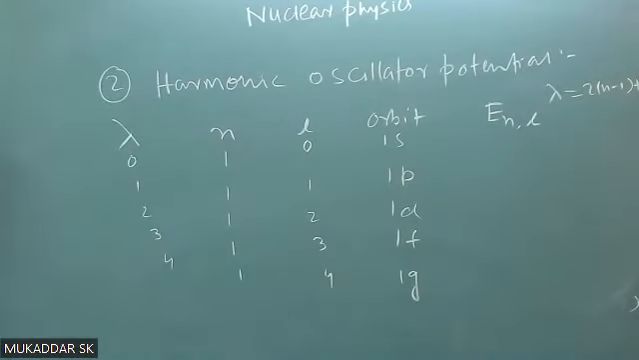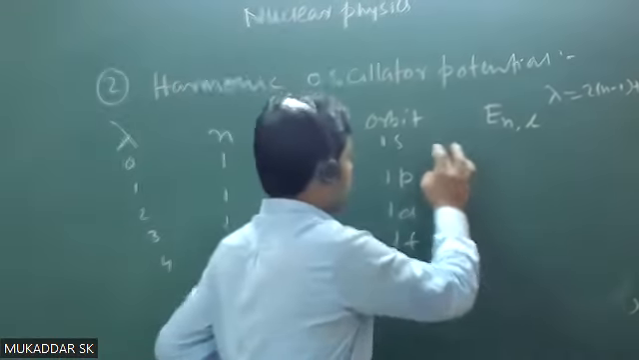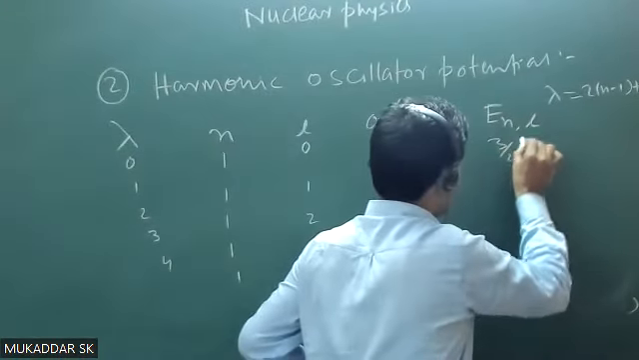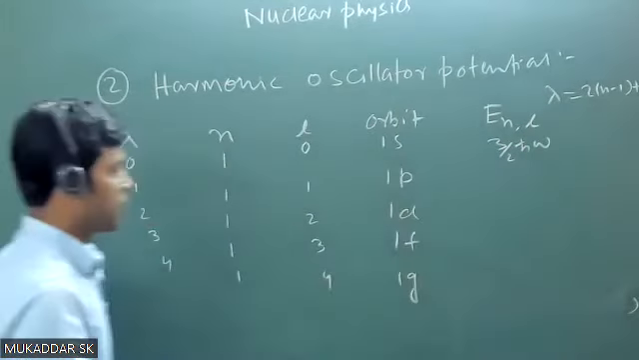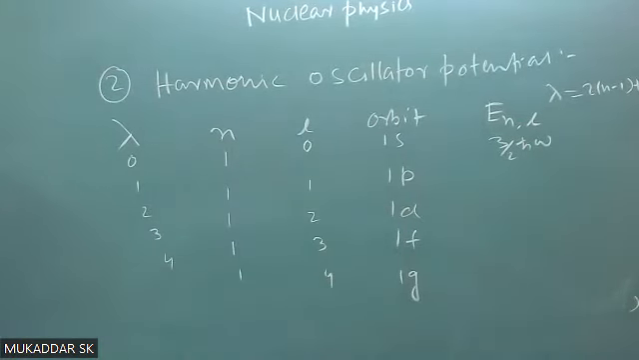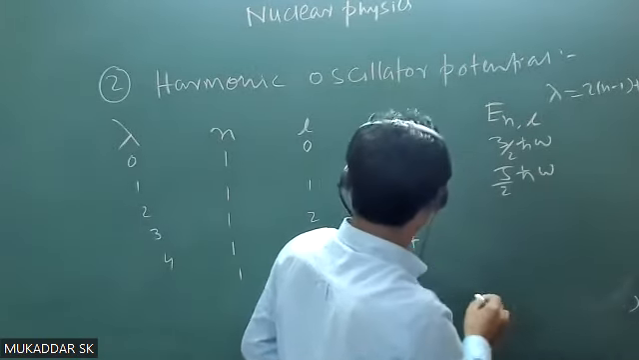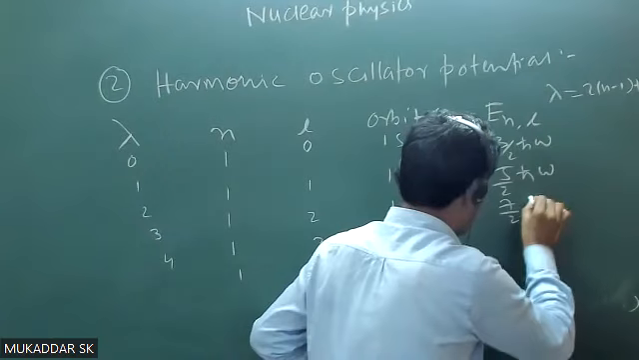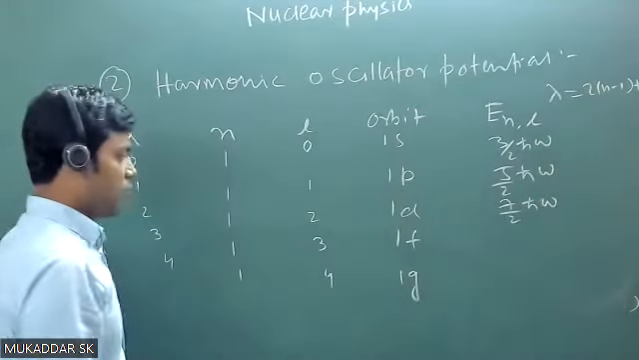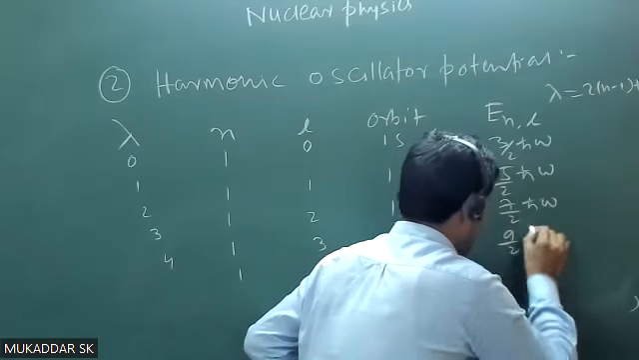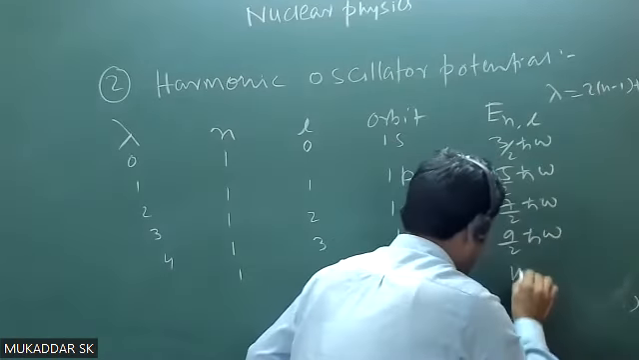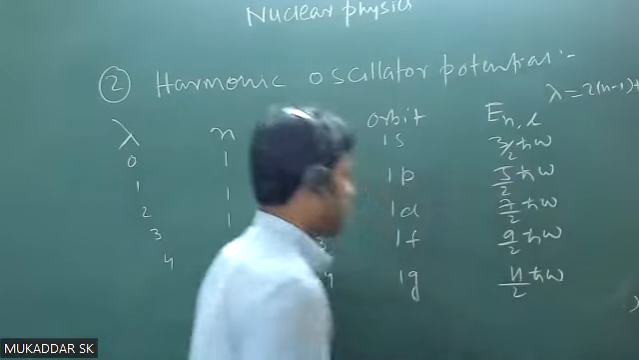Okay. So for this set, for 1s, the energy will be how much? That will be your 3 by 2 h cross omega. You can check, you have the energy eigenvalue formula, lambda plus 3 by 2, and lambda is 0, obviously, so that will be 3 by 2. Next will be 5 by 2 h cross omega. Next you have 1d, and for that it will be 7 by 2 h cross omega. Next 1f, for that it will be 9 by 2 h cross omega. And then you have 11 by 2 h cross omega.